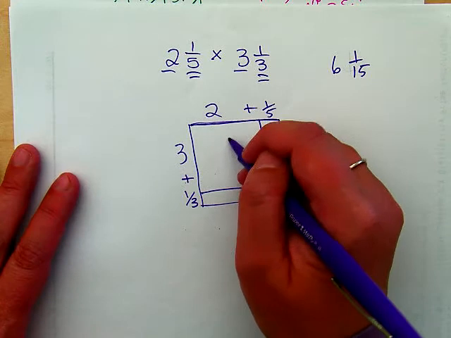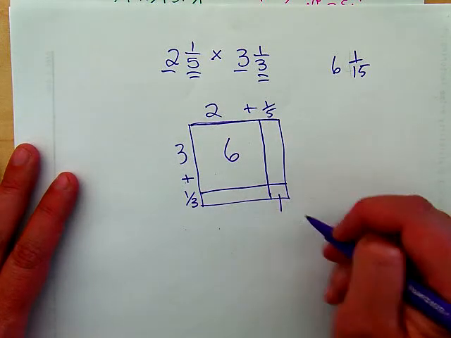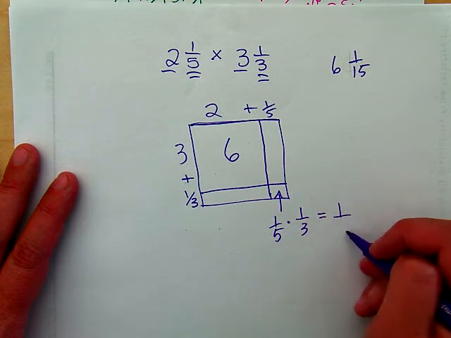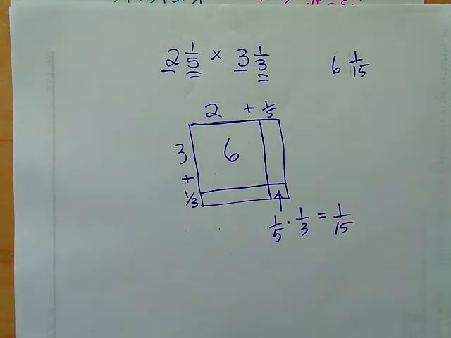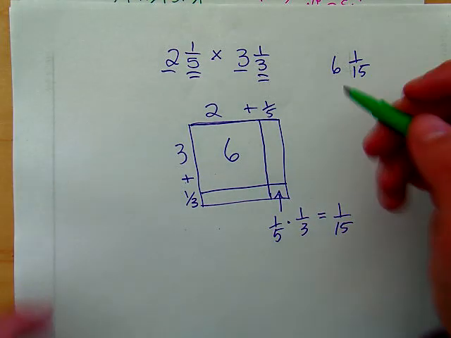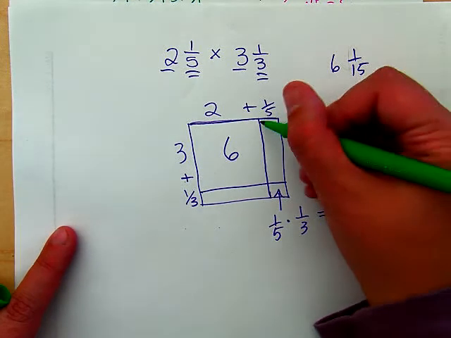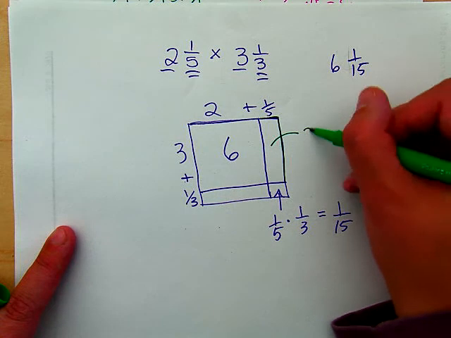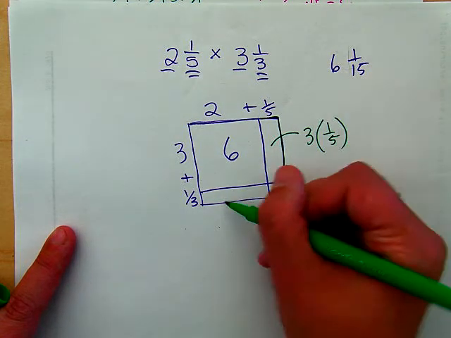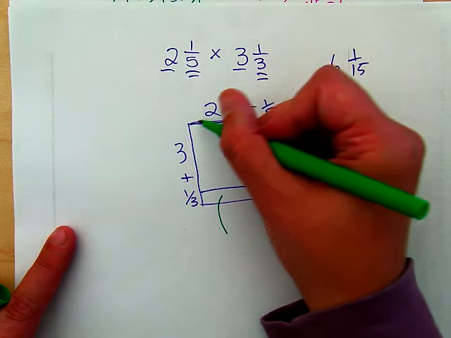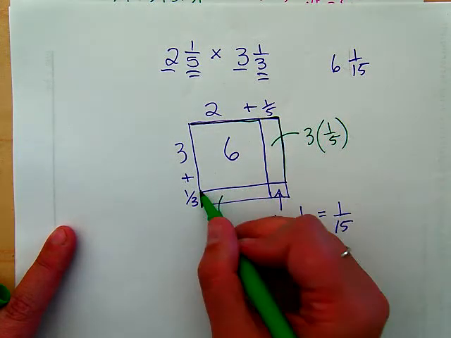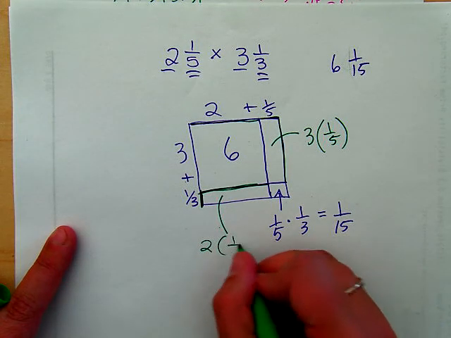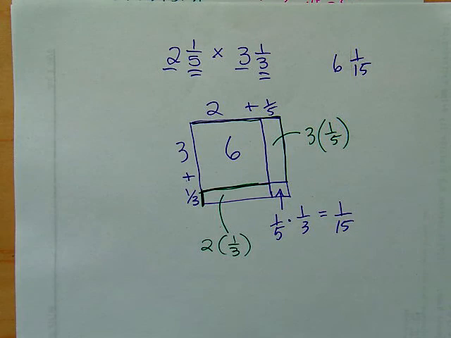So the area here is 6. The area of this tiny little piece over here is 1/5 times 1/3, which is 1/15. But the area over here is actually this length, which is 3 times 1/5. You see that? So this is 3 times 1/5. And this section here would be the same thing as 2 times 1/3. 2 is the length, 1/3 is the width, so this would be 2 times 1/3. So you see why it's a little bit more complicated than that.